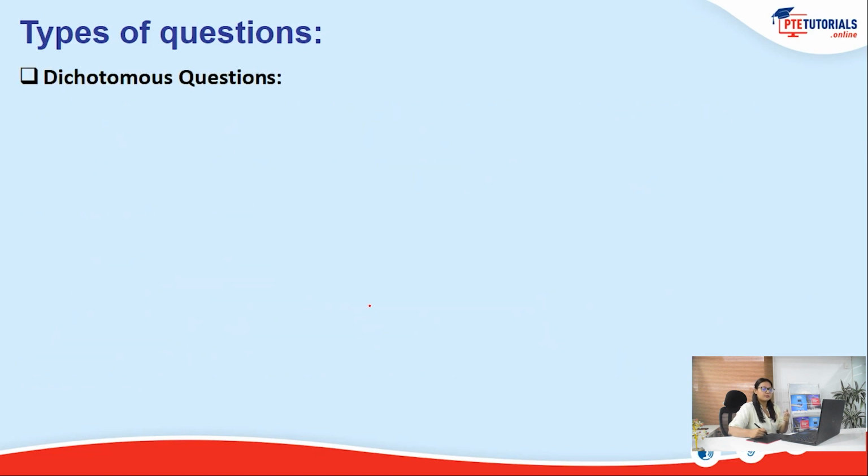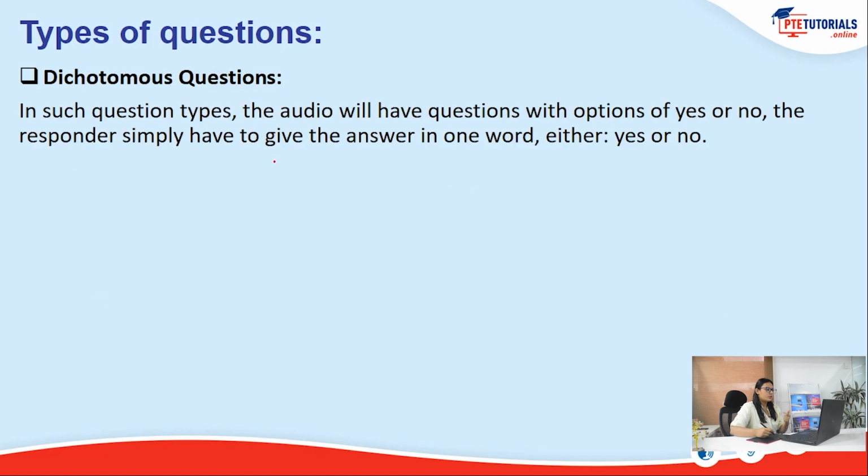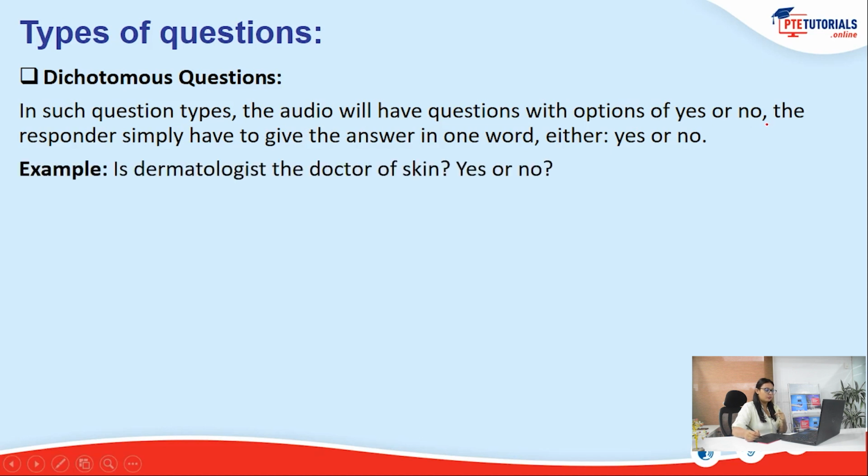Next up for the types of question is dichotomous. In such question types, the audio will have questions with options of yes or no. The responder simply has to give the answer in one word, that is either yes or no. Is dermatologist the doctor of skin? Yes or no? We just have to speak the answer as yes or no. Don't frame the sentence again. So these are the easy level questions because we just have to speak the answer, that too from the questions.